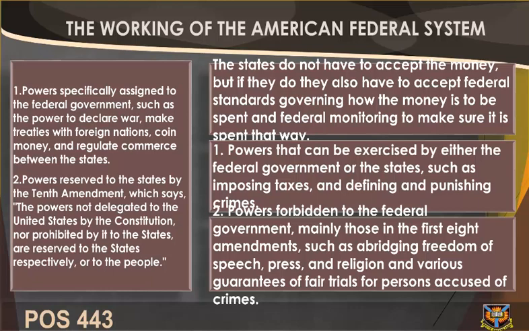The states do not have to accept the money, but if they do, they also have accepted federal standards governing how the money is to be spent and federal monitoring to make sure it is spent that way. 3. Powers that can be exercised by either the federal government or the state, such as imposing taxes and defining and punishing crimes. 4. Powers forbidden to the federal government, mainly those in the first 8 amendments, such as abridging freedom of speech, press, and religion, and various guarantees of fair trials for persons accused of crimes.